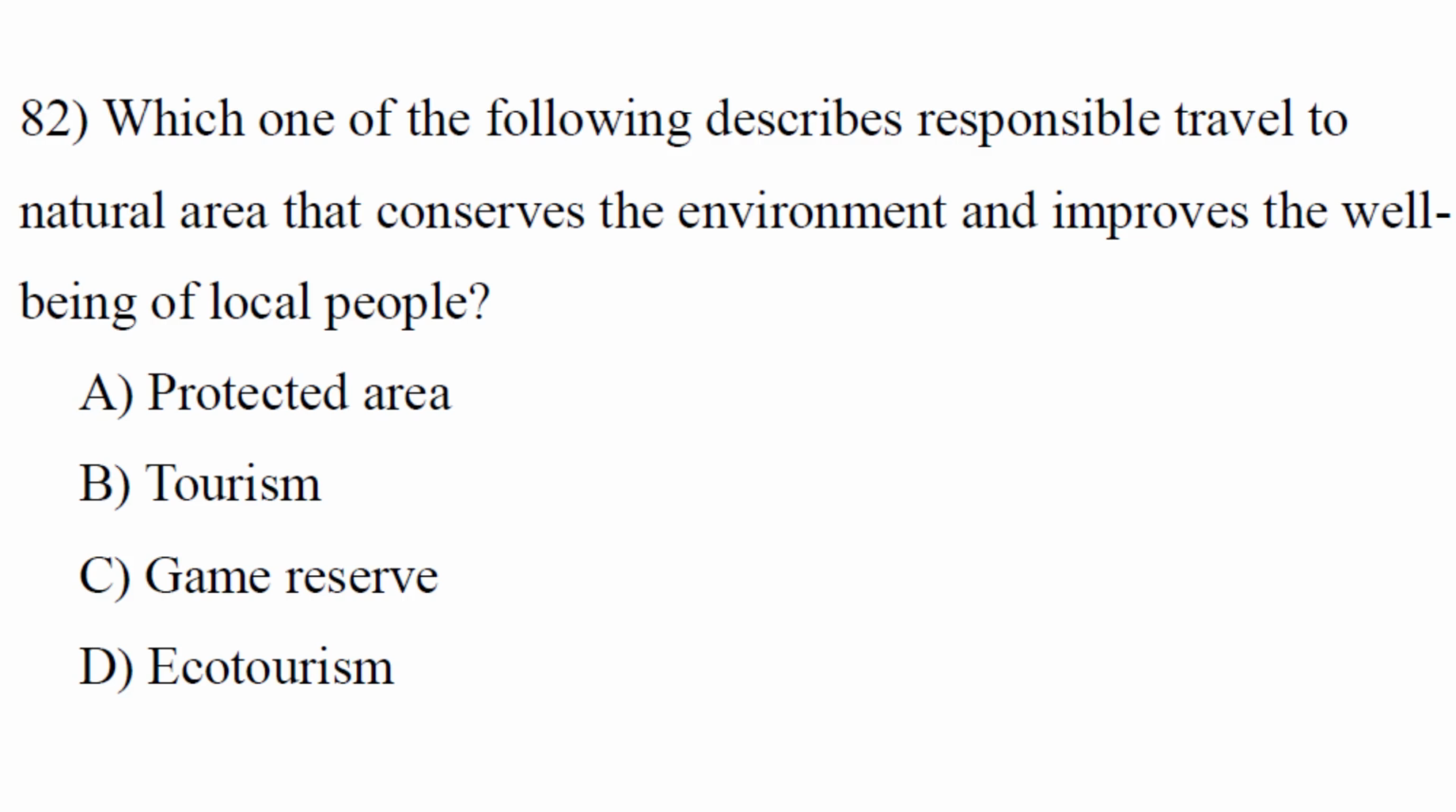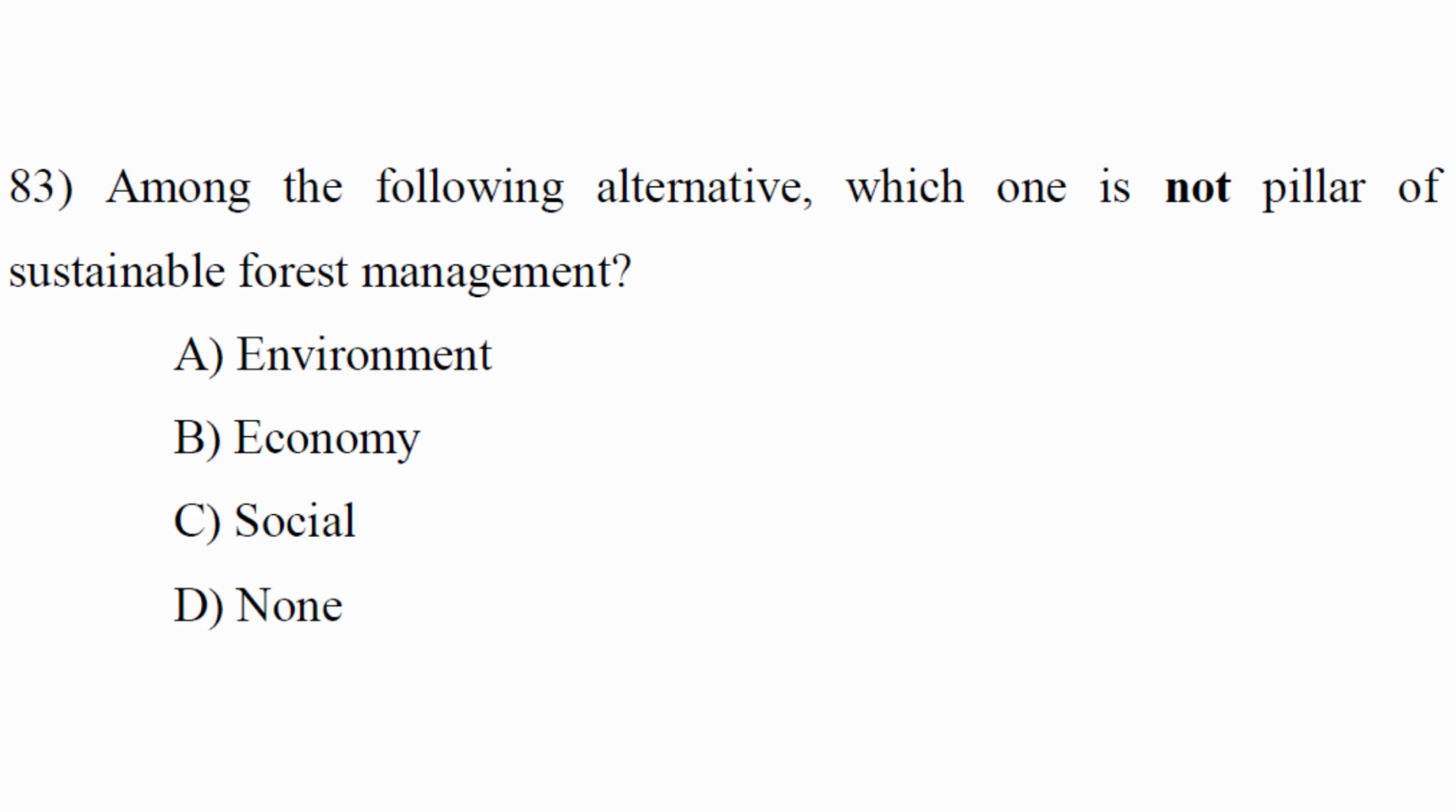82. Which one of the following describes responsible travel to natural areas that conserves the environment and improves the well-being of local people? A. Protected area. B. Tourism. C. Game reserve. D. Ecotourism. Answer, D. Ecotourism.